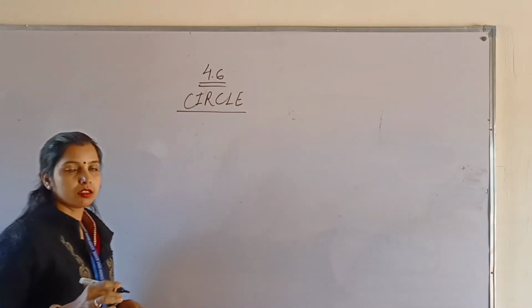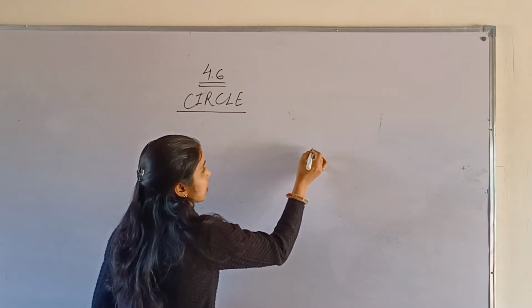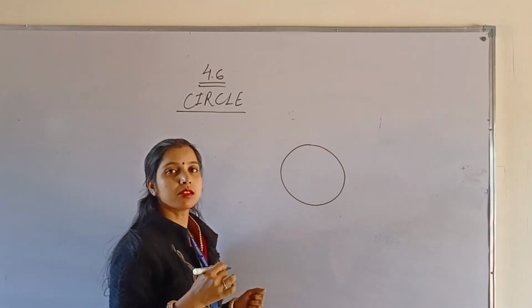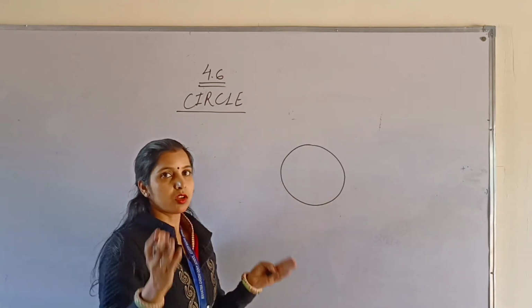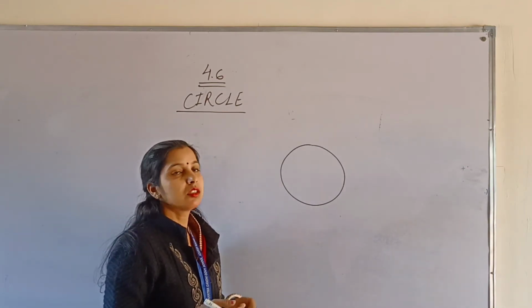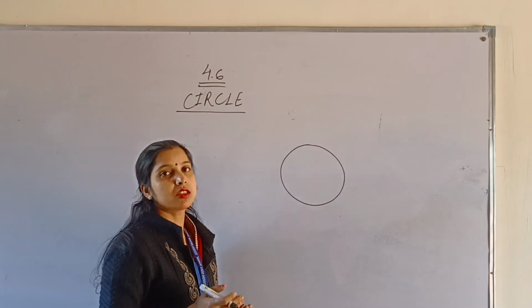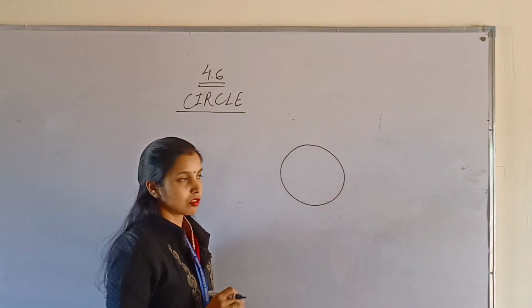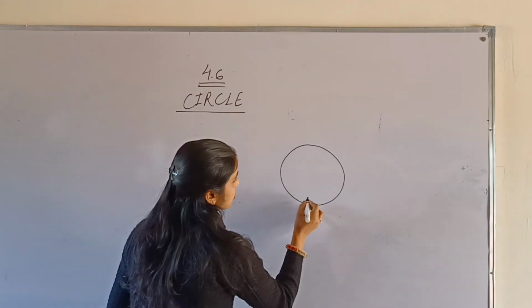What is a circle? You know, this shape is called a circle. This is a circle. For example, the shape of a bangle, the shape of a plate. This is the shape of a bindi. These all are circles. So this is called a circle.